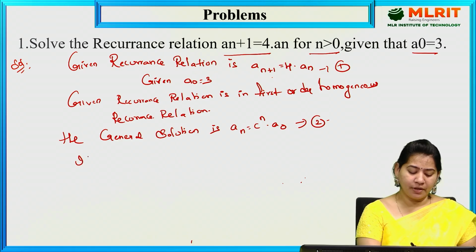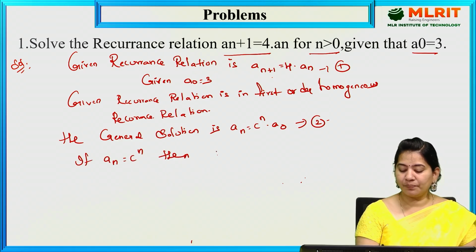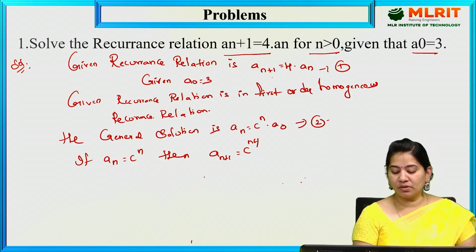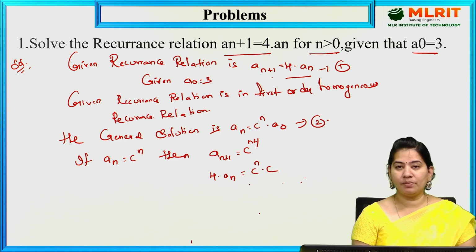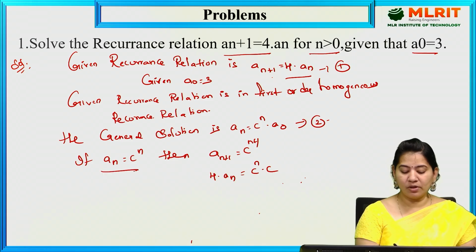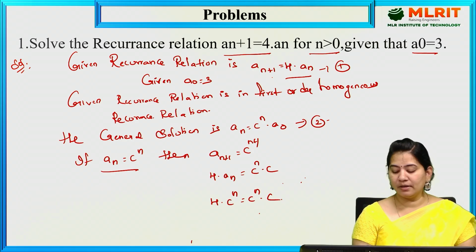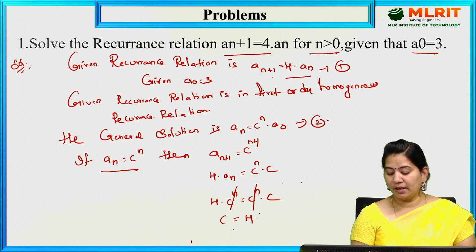Now if a_n = c^n, then a_(n+1) = c^(n+1). This a_(n+1), as we already know from equation 1, can be written as 4a_n, which is c^n * c. So c^n = c^n * c... rather, 4 * c^n = c^n * c. The c^n will get cancelled, and you will get the constant value c as 4.